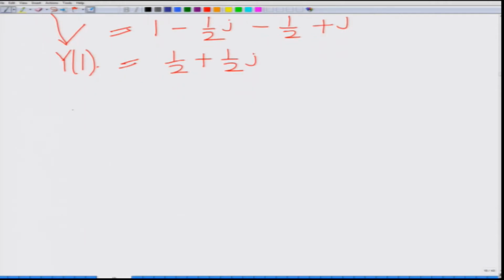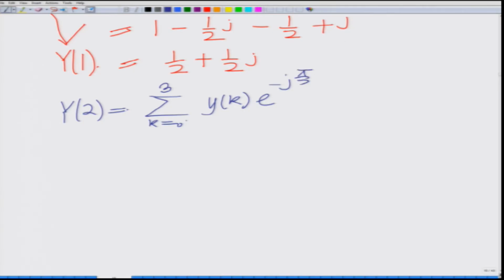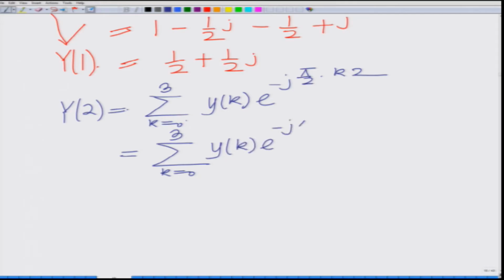Similarly, one can compute the output symbol across the subcarrier L equal to 2, that is summation k equal to 0 to 3 yk e raised to minus j pi by 2 times L k. Substitute L equal to 2. So, this is summation k equal to 0 to 3 yk e raised to minus j pi k.